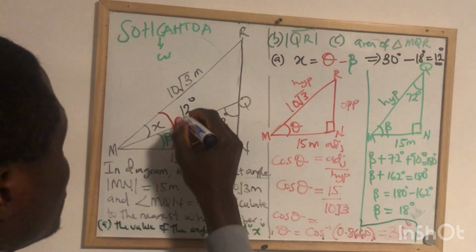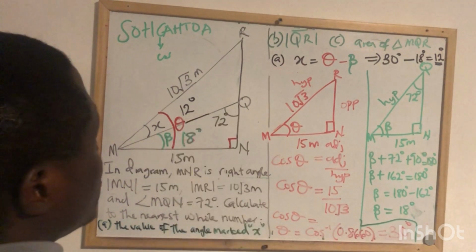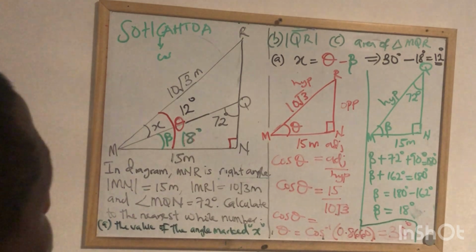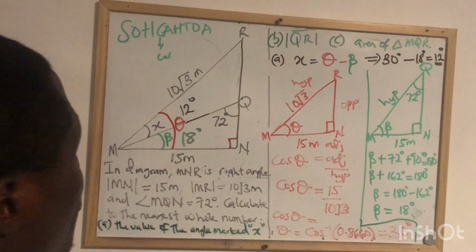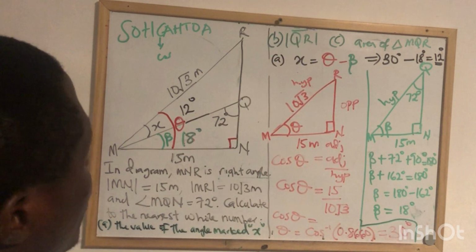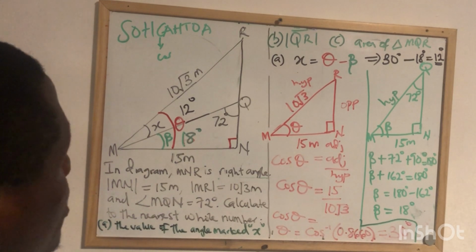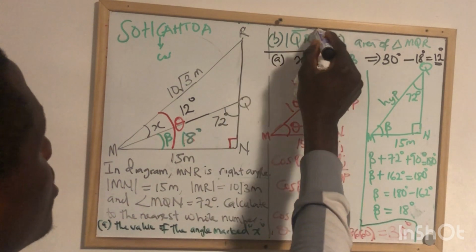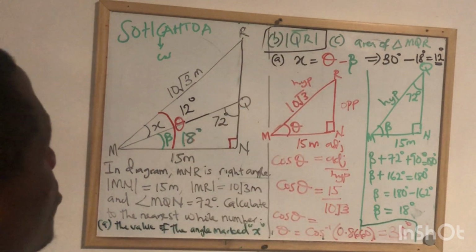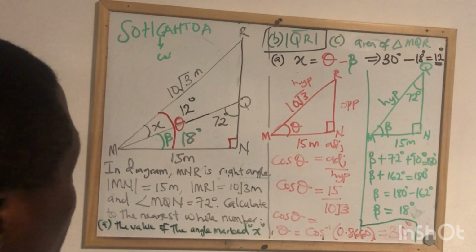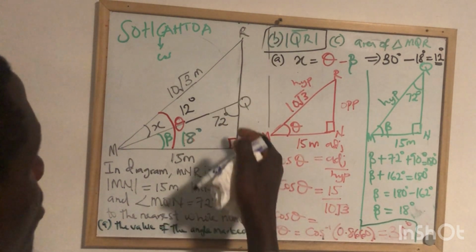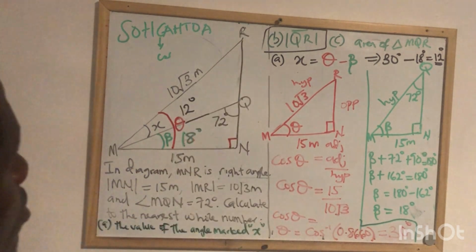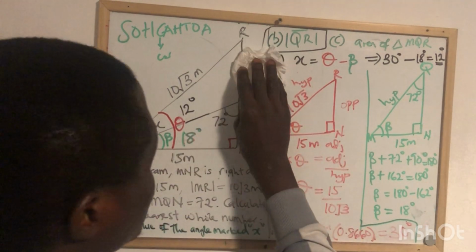It's very, very essential. Now let's go into the second question, which says that we should calculate the value of QR. The value of QR is what we have to calculate. So to calculate the value of QR, let me clean this first.